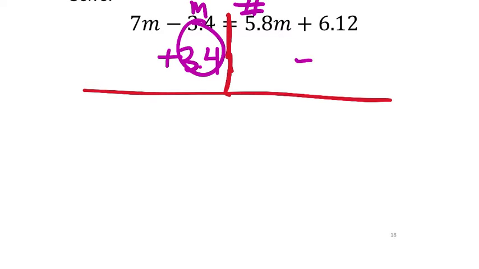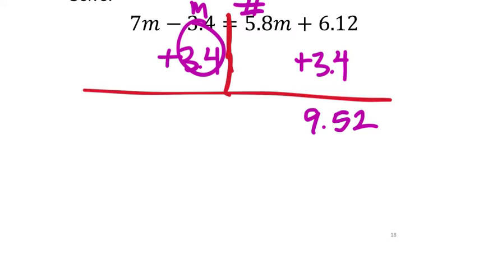But if I do it to one side, yep, I got to do it to the other side. So plus 3.4. But you'll notice that I have aligned that with the 6.12. That's because those are like terms. I would definitely not want to put the plus 3.4 below the m term because they are not like terms to combine. So what do I get from that? 6.12 positive plus 3.4, 9.52. Seems like an unusual number.